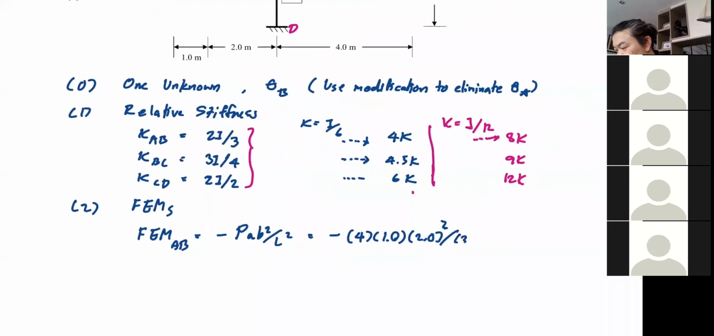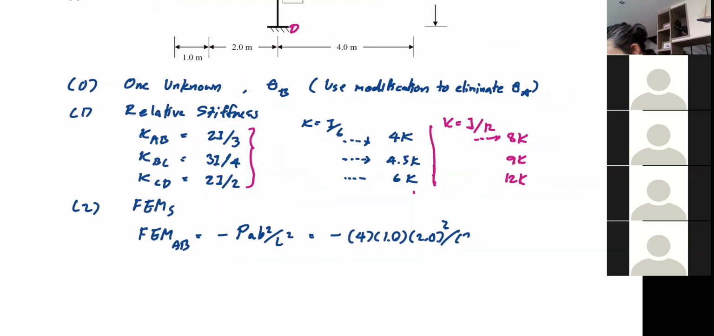That's the span length, squared, so let's make it better: 3 squared. And some forget to square, you know. In the end, this is a moment, so you have to have a load and one length, right? That's why it's PAB square over L square. In the end, you have one length as a unit. And that's a parenthesis, not one. So that is minus 16 over 9 ton meter.